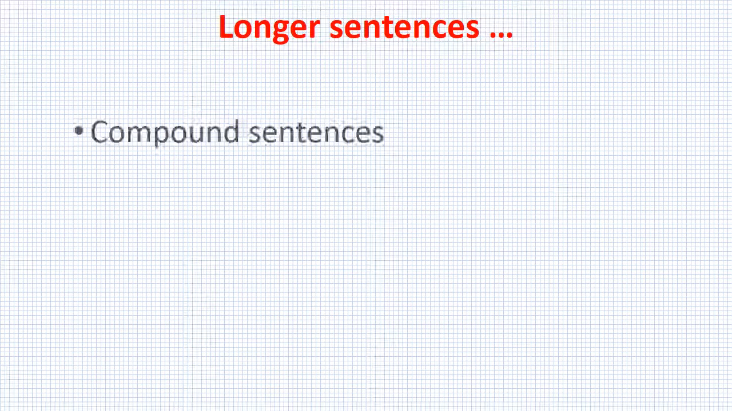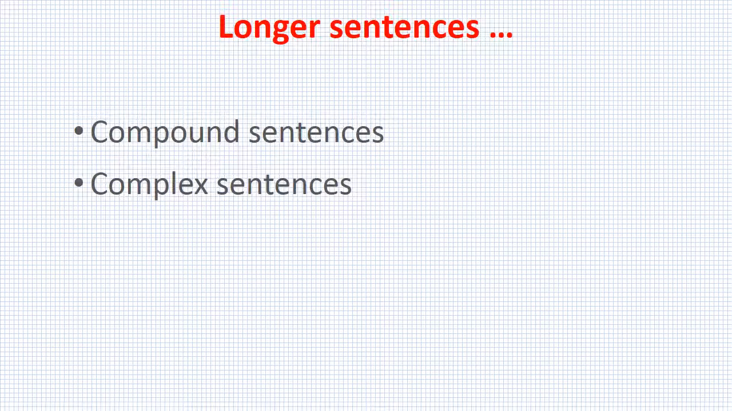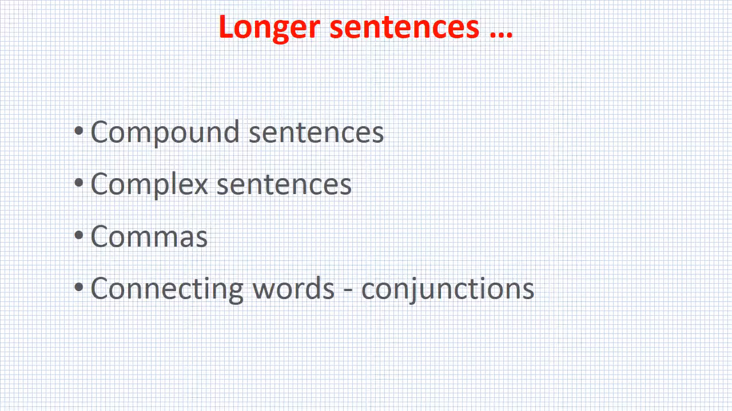We saw in the last presentation how a simple sentence consists of one clause, and we looked at the ingredients of a clause. So now we're going to look at longer sentences. To be specific, we're going to look at compound and complex sentences and see how commas and conjunctions play their roles in linking up the clauses.